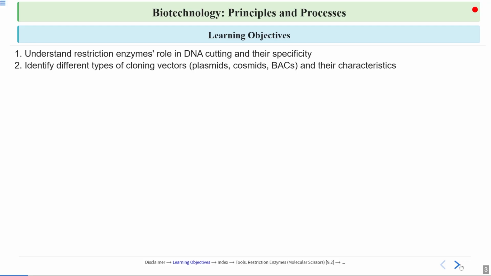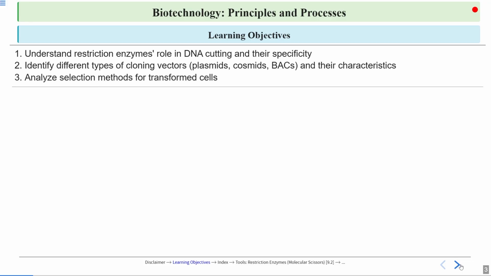Then the second learning objective would be we will identify the different types of cloning vectors. I have told you in the last class also what is a vector. A vector is a biological molecule that transfers our gene of interest into the host organism. But today we will see another side of this vector also: along with transferring the gene, how it helps even in cloning, that is, to make multiple identical copies of the gene of interest. Third, we will analyze and see the selection methods for transformed cells.